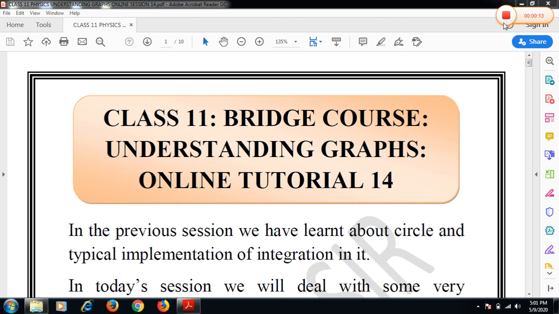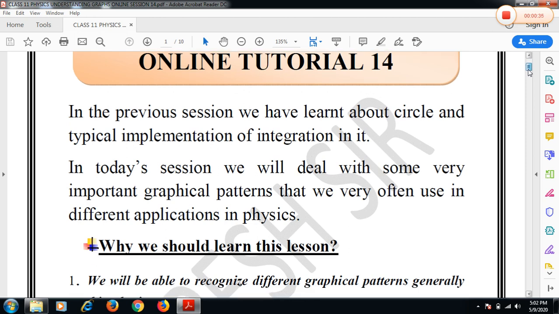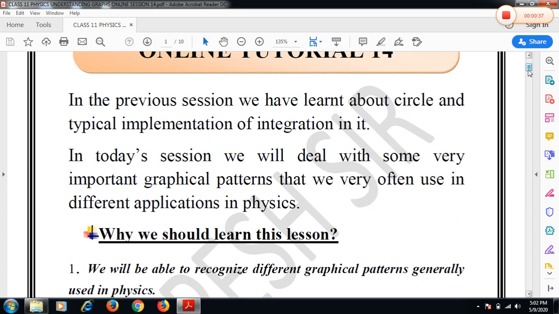And today's lesson is class 11 bridge course, understanding graphs, online tutorial 14. As far as understanding graphs is concerned, today is your second lesson. In the previous session, we learned about the circle and a typical implementation of integration in it, right? Hope you have learned from it.